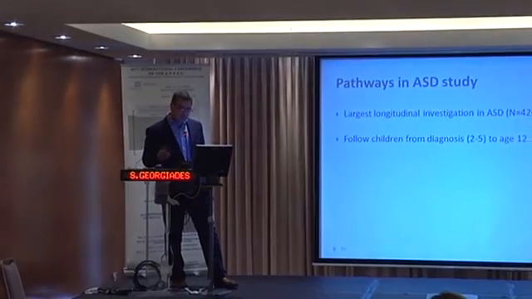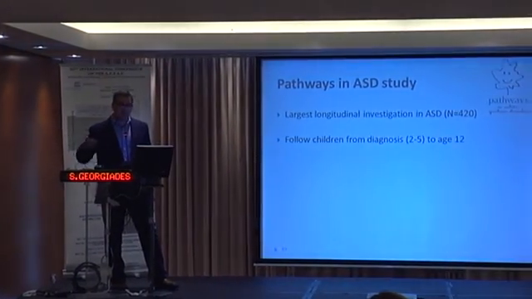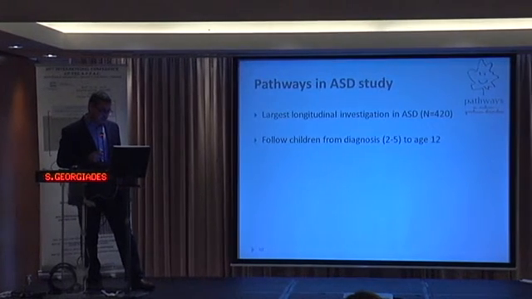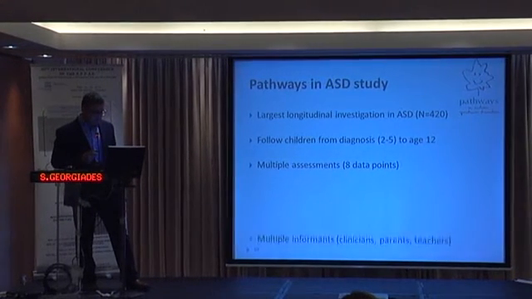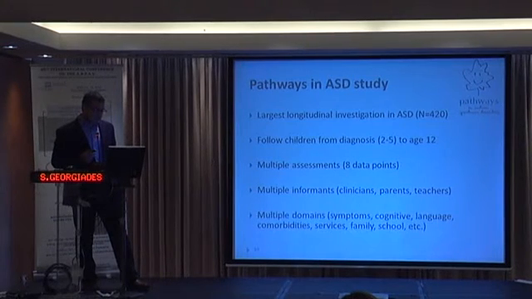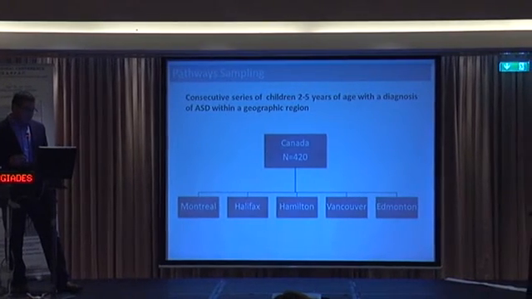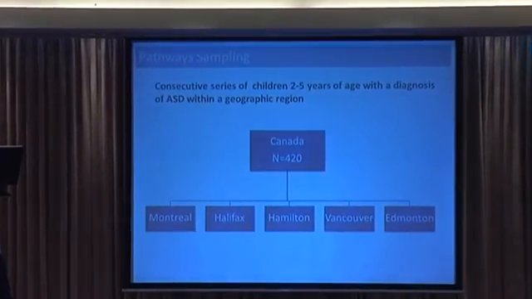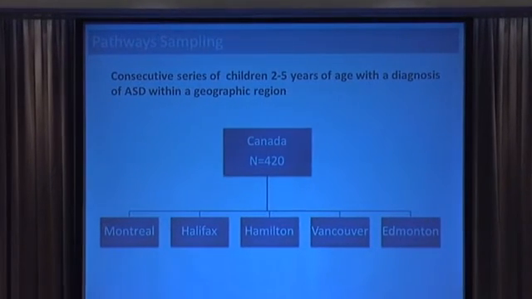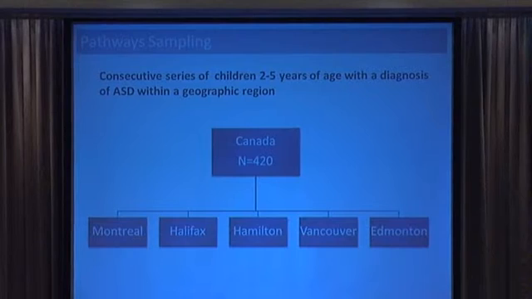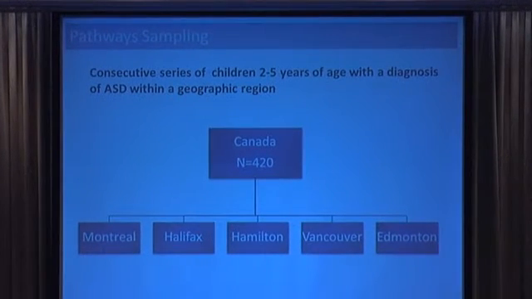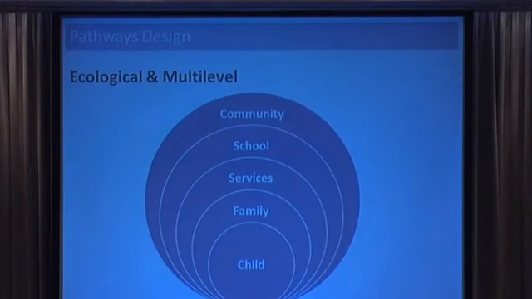From the time of diagnosis to age 12, and we are planning to continue following them into the adolescent years. We conduct multiple assessments using multiple informants across multiple domains, and I will explain what I mean in a few minutes. The sampling of the study, we think, is important. It is a consecutive series design. So every child that has been diagnosed with autism within certain geographical regions, and you can see the 5 geographical regions across 5 provinces in Canada, is offered to participate in the study.